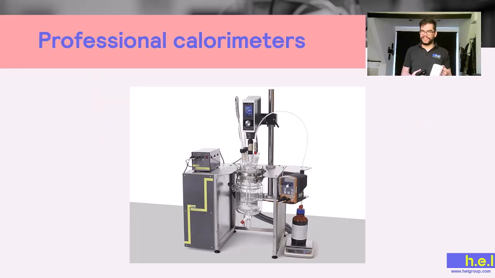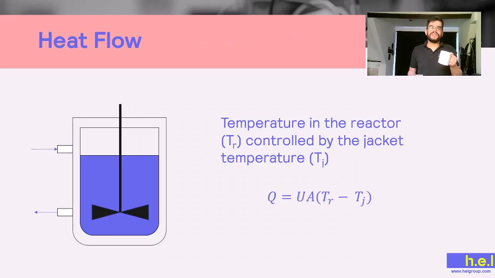This was a great example of homemade calorimeters. However, professional calorimeters look slightly different. They look something like this. And in the picture, what you can see is one of the calorimeters that we manufacture at H.E.L. And I'm going to spend a good couple of minutes trying to explain how we can learn calorimetry using this kind of instrument.